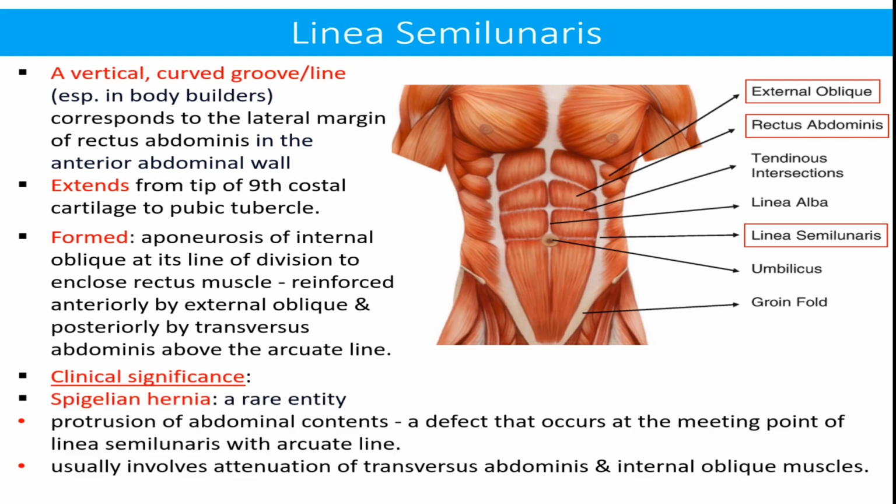As regards the clinical significance of linea semilunaris, a very rare variety of hernia, the Spigelian hernia, is seen at the level of the arcuate line. It is protrusion of abdominal contents through a defect that occurs at the meeting point of the linea semilunaris with the arcuate line. It usually involves attenuation of the transversus abdominis and internal oblique at this junction.